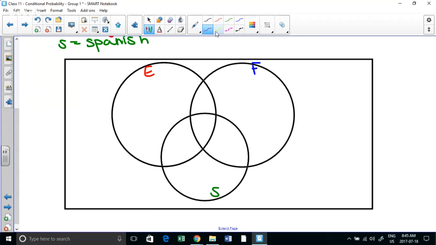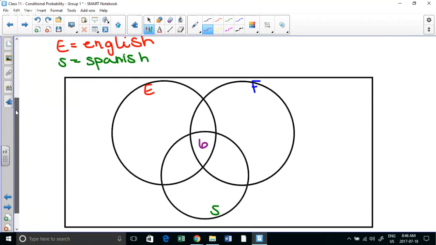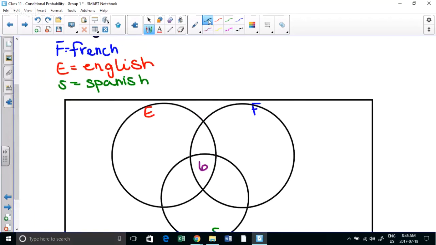So 6 people can communicate in French, English, and Spanish. 6. 38 people can communicate in French. But we can't put that into the French circle because the French is going to be put together of this, this, and this. So we're just going to put French: 38 here so that we know. 10 people can communicate in English and in French, but not in Spanish. So English and French, but not Spanish. So that goes in the overlap of English and French.